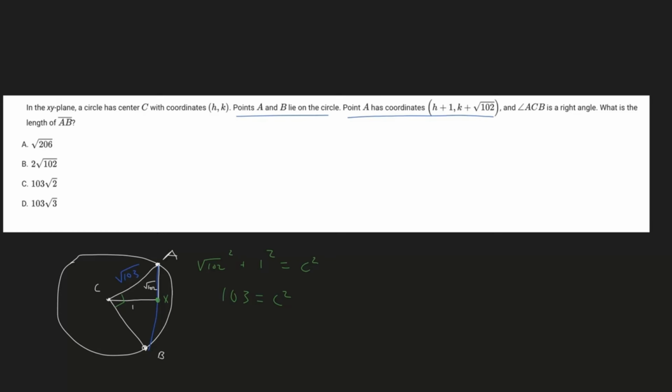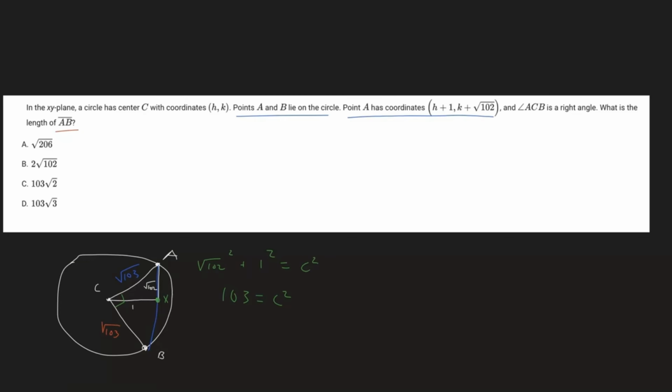Therefore, this represents the radius, right? AC, the distance of square root 103, that's the radius. And so we can just apply that same value to side length CB. And the question wants us to find the length of AB. And so now we know the length of two of the legs, square root 103 for both sides. We can just use the Pythagorean theorem again to find the length of AB.